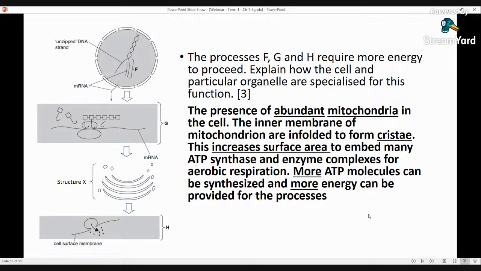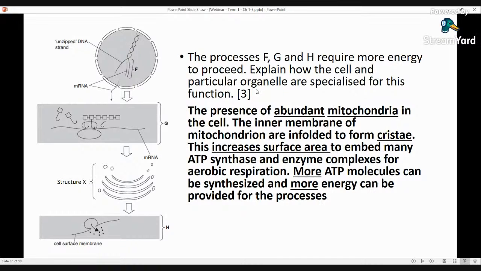The processes F, G, and H require more energy to proceed. Explain how the cell and particular organelles are specialized for this function. So this question has two parts. Explain how the cell is specialized for this function, and how the particular organelles are. So the answer is the presence of abundant mitochondria in the cell. So we answer this part.